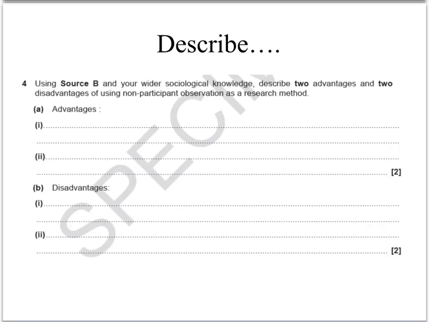The other type of question is a describe question. So describe 2 advantages and 2 disadvantages. This is testing, have you revised? This is basic stuff. It's normally about the research methods, so interviews, questionnaires and observations. Sometimes it might be a content analysis as well, so be aware, do revise that one.